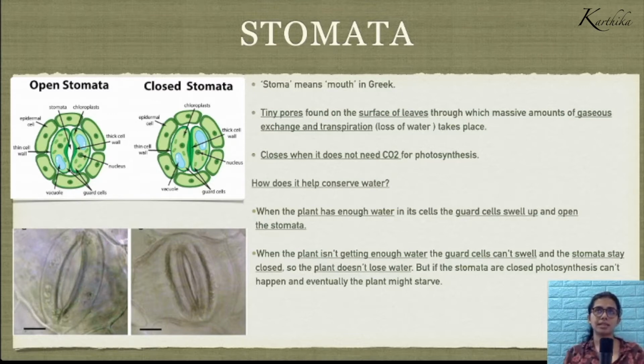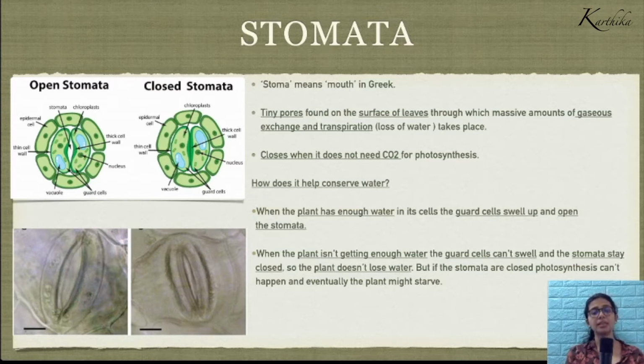In order to understand the full functioning of the plant, we need to know a little bit about stomata. Now, what are stomata? The word comes from the Greek word stoma, which means mouth. They're nothing but tiny pores, pores meaning holes, found on the surface of leaves through which massive amounts of gaseous exchange and transpiration take place. So gaseous exchange takes place and also loss of water.